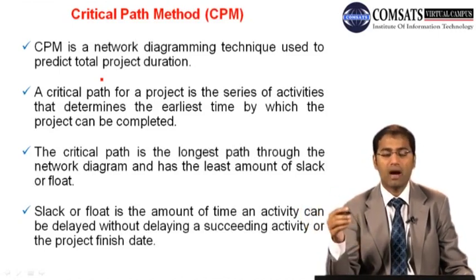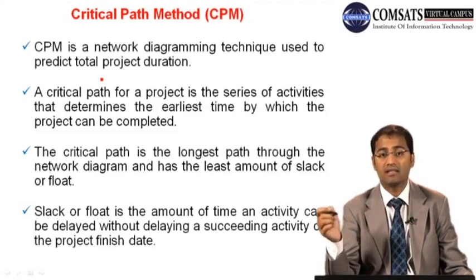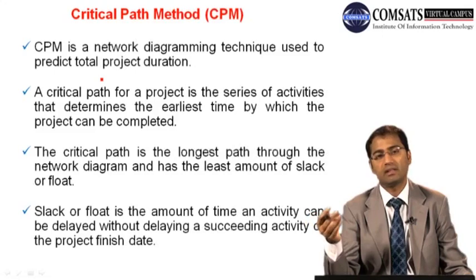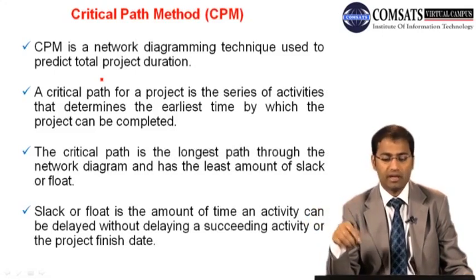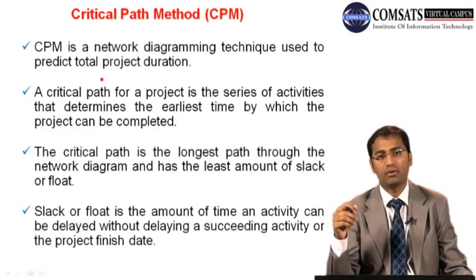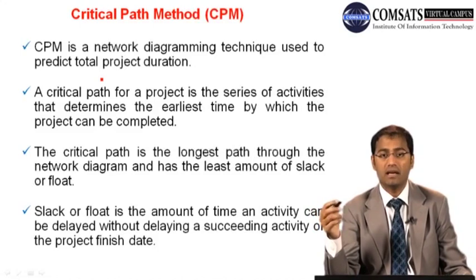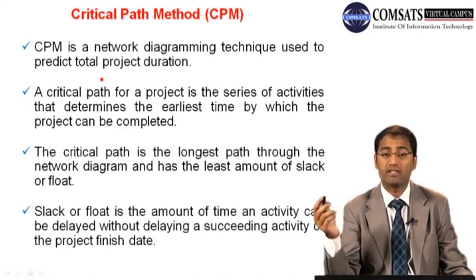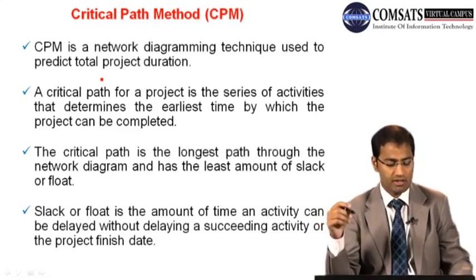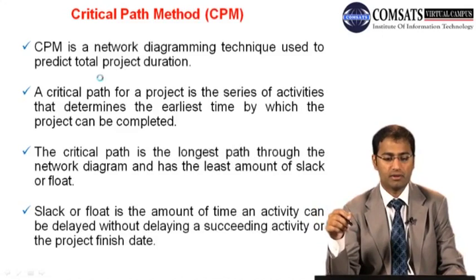So a critical path for a project is a series of activities that determine the earliest time by which the project can be completed. Earliest time by which is the probable duration. The critical path is the longest path through the network diagram and has the least amount of slack or float. And slack and float, what are these? Slack and float is the amount of time an activity can be delayed without delaying a succeeding activity or the project finish date. We are going through these definitions in detail in relevant slides of this course.